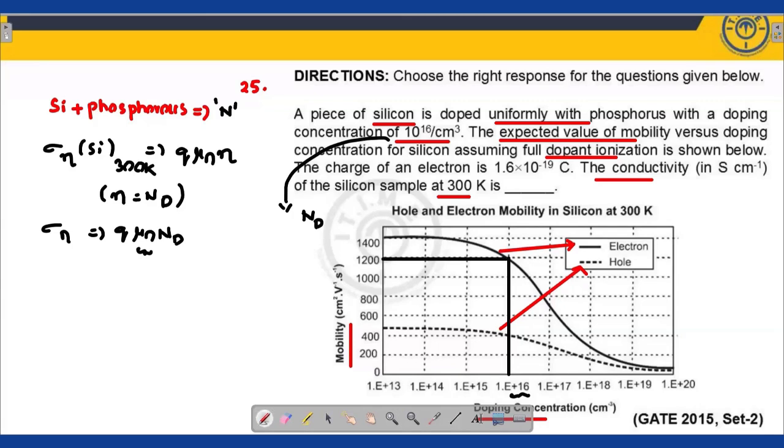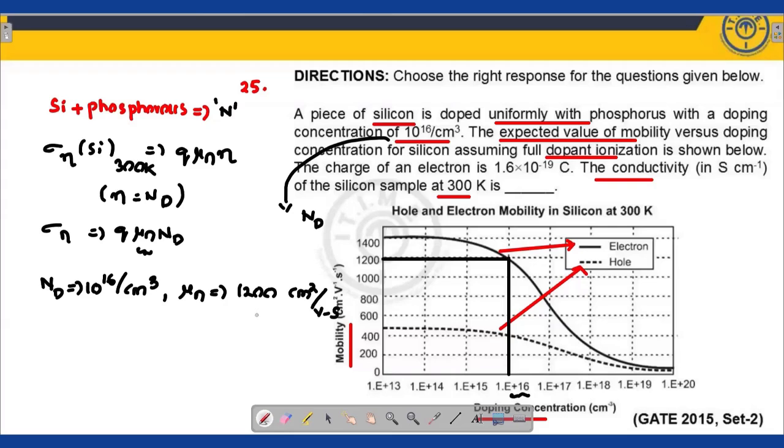So for Nd equal to 10^16 per centimeter cube, the mobility is equal to 1200 centimeter square per volt second.